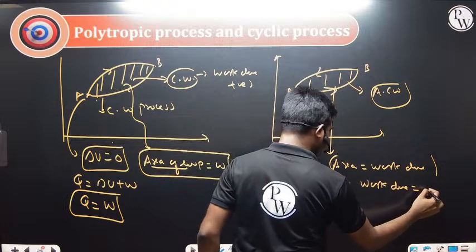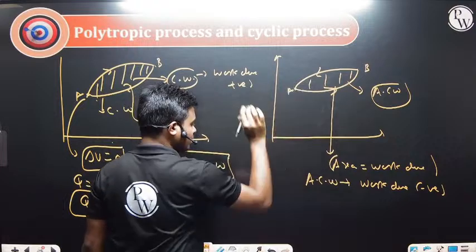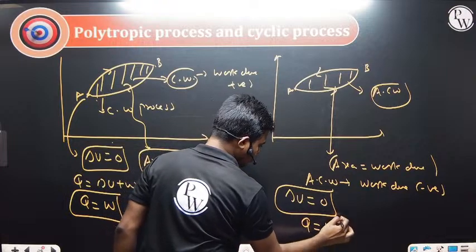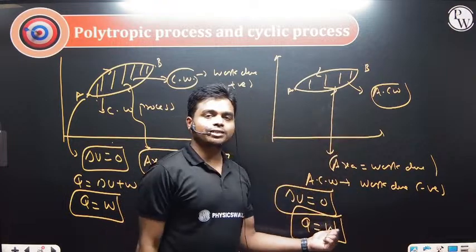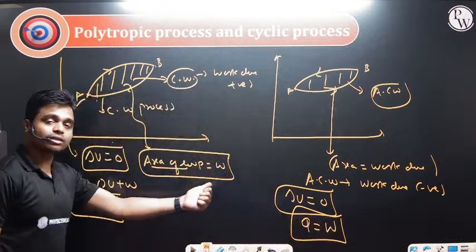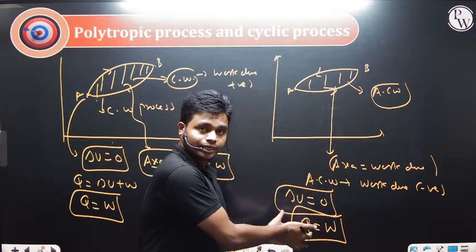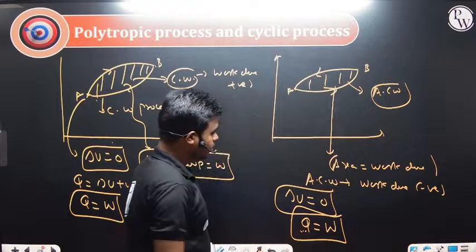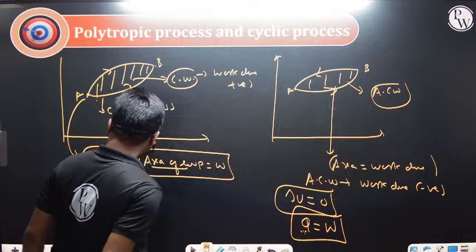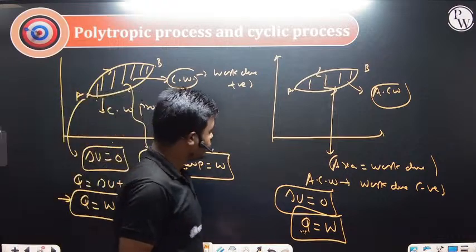Again delta U will be 0 because the initial state and final state are the same. So Q is equal to W. If W is positive, the gas is doing the work. If W is negative, the gas is not doing the work; we are doing the work on the gas. So here Q is negative, which means heat is released by the gas, and in the clockwise case the heat will be absorbed by the gas. These two things we should keep in mind for the cyclic process.